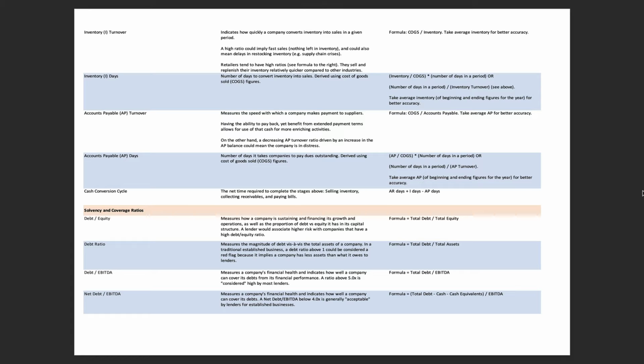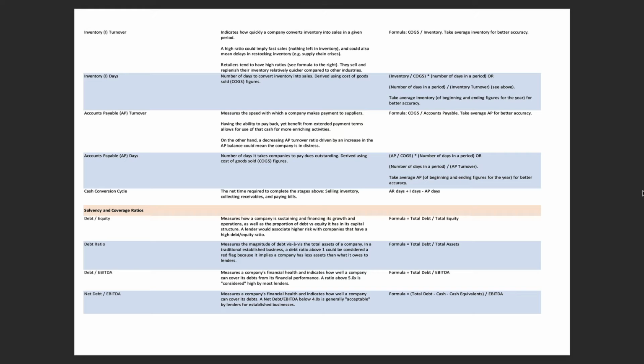The last figure we want to discuss as far as liquidity is concerned is the cash conversion cycle. And the cash conversion cycle figure refers to the net time required to complete the stages we just discussed: selling inventory to customers, collecting payment from customers, and making payments to suppliers. And the cash conversion cycle is calculated in days. And the way it is calculated is by adding the accounts receivable days to the inventory days and deducting the accounts payable days from that.